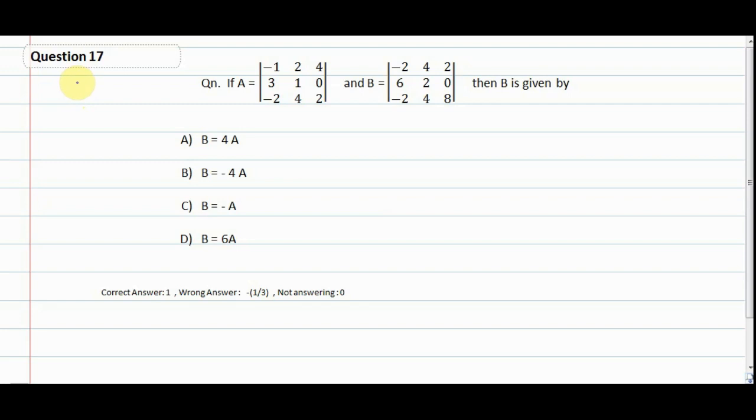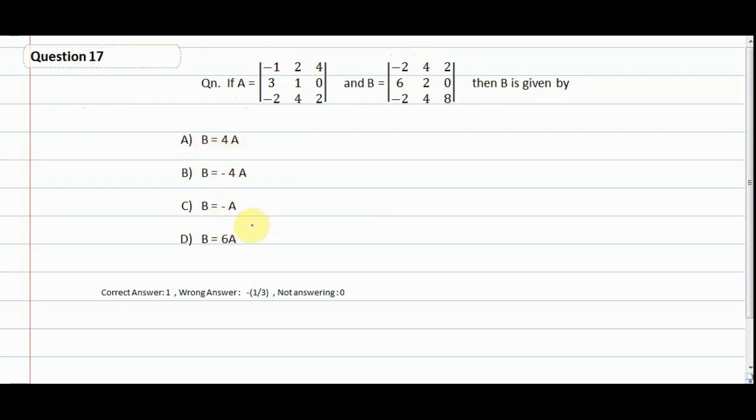Question number 17. If A is equal to the determinant of this matrix and B is equal to the determinant of this matrix, then B is given by. We are given 4 statements. We have to find out the right one.